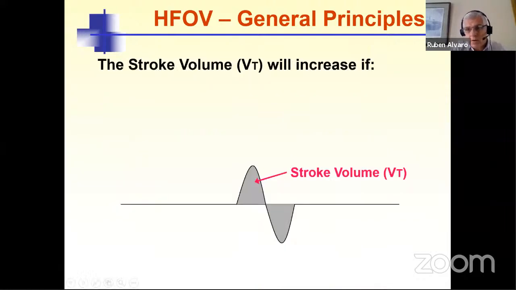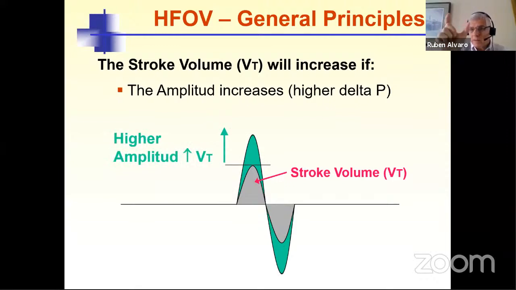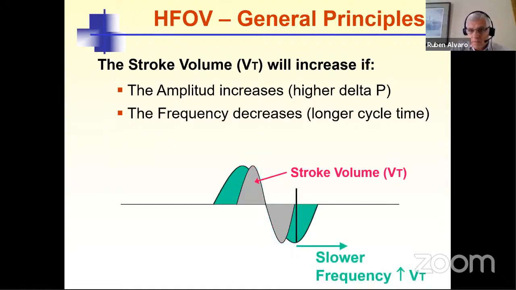So I'm going to give you an example here of how that changes. The stroke volume, which is basically tidal volume in the high frequency oscillator, is increased if the amplitude, so the delta P, the oscillations, increases. Every time you increase the delta P, you increase tidal volume, as you can see here in green. Also, every time you decrease the frequency, you get a longer cycle time. So the inspiratory time, which is fixed in relationship to the expiratory time, gets significantly longer. As you decrease the frequency, your inspiratory time gets longer, so your tidal volume is going to go up.